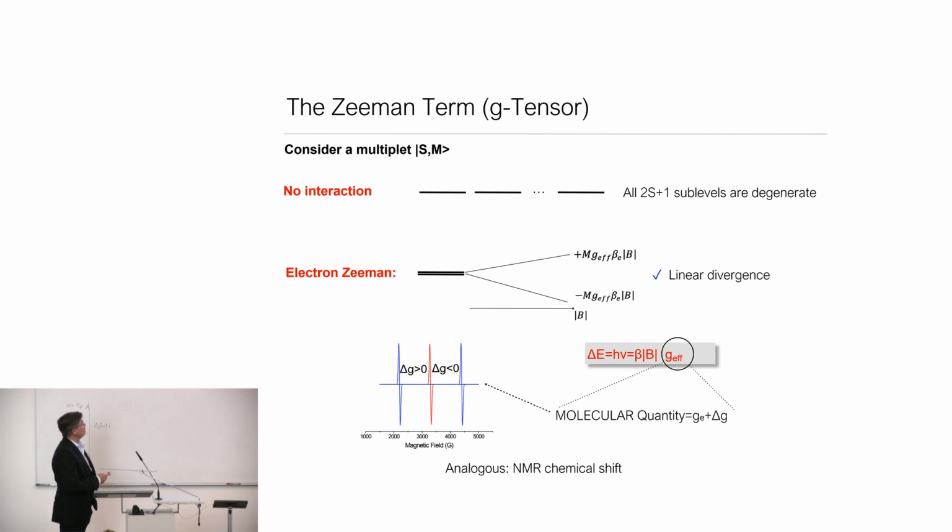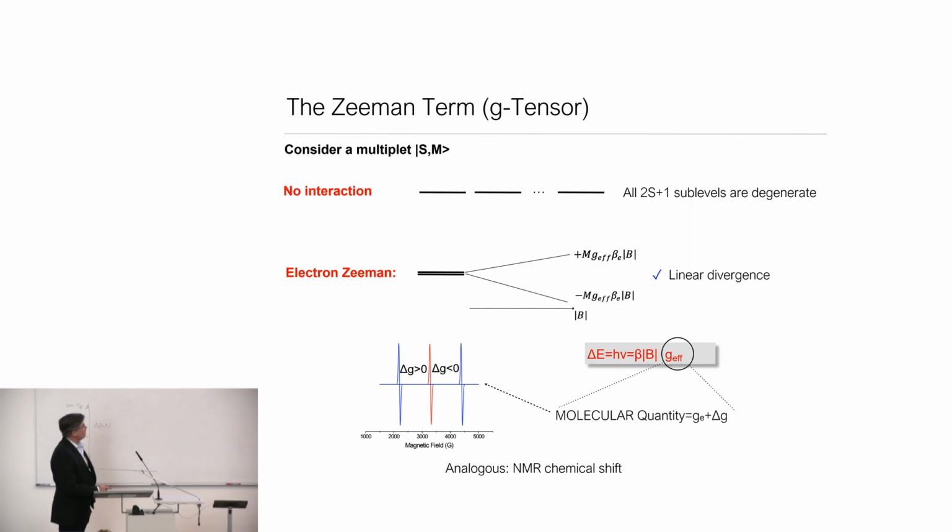And so they're linearly diverging according to the magnetic quantum number m. Yeah? So as you turn on the field, these levels split apart by minus m times g times beta times the magnitude of the magnetic field. And that means you can make a transition between them by shining light of the appropriate frequency. And so the resonance condition is h nu, the energy of the photon, equals beta B times the so-called effective g value. And we're going to talk about that in way more detail down the road.